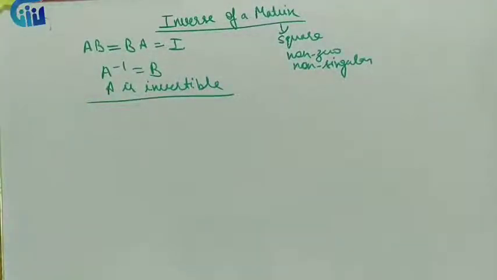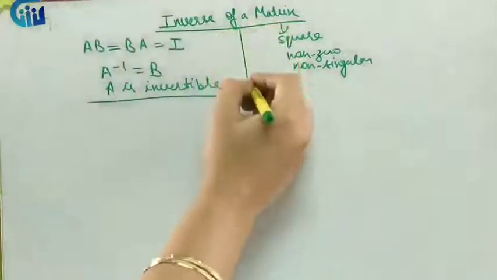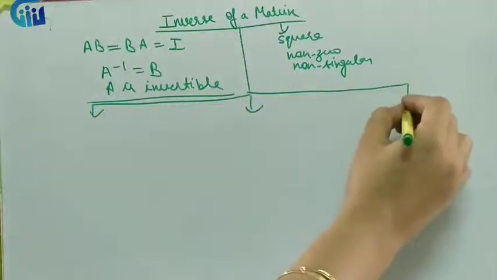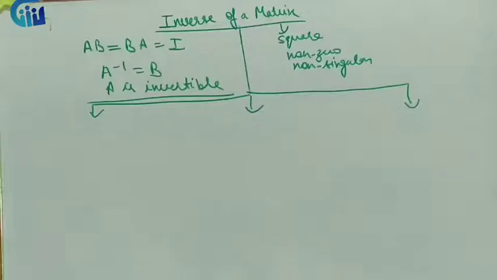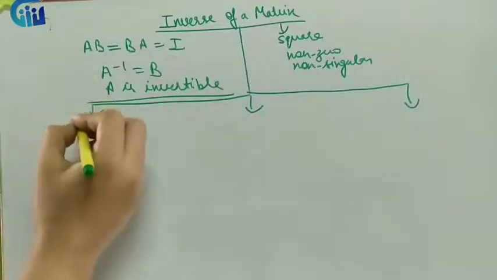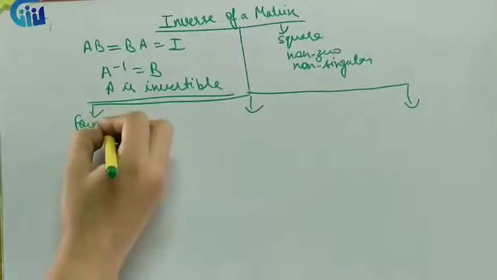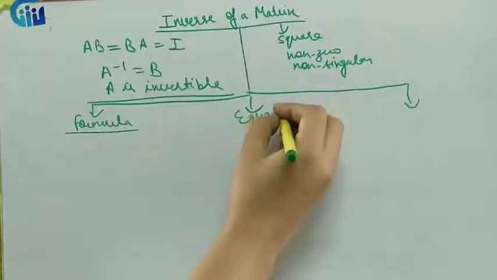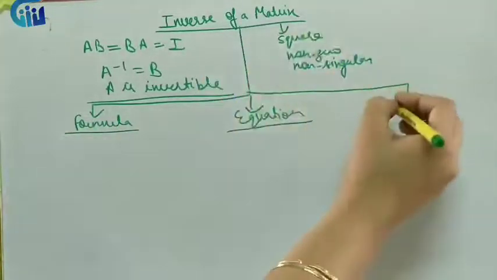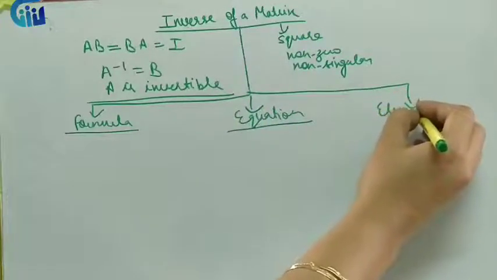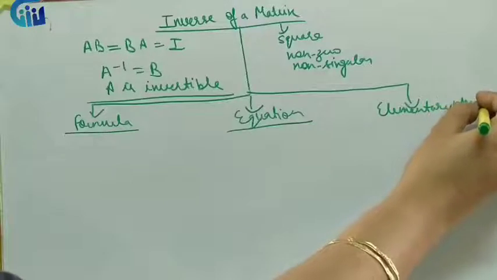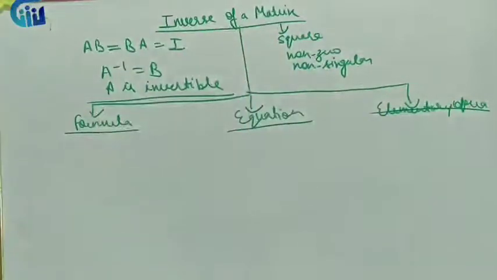So next we have a result. We will find the inverse of a matrix by three methods. Everybody has to remember this very clearly. We will find inverse by three methods. First by formula. Second is, in the question, sometimes equation, most of the time equation. And third is elementary operations. So first is by formula.